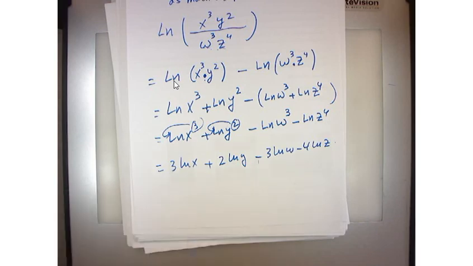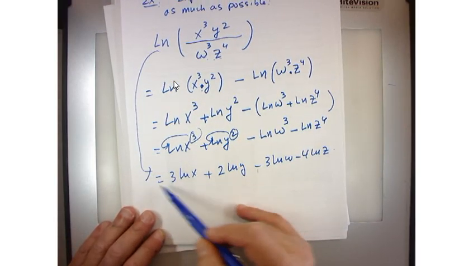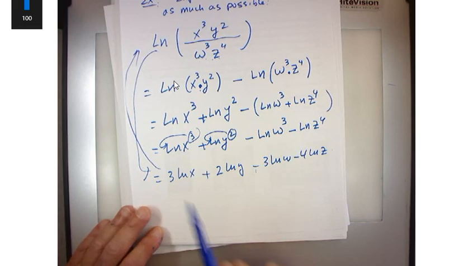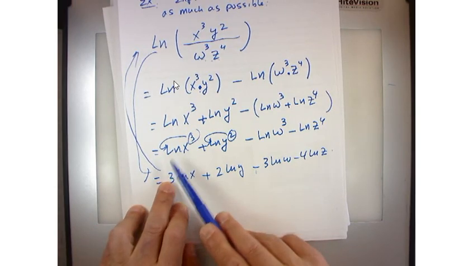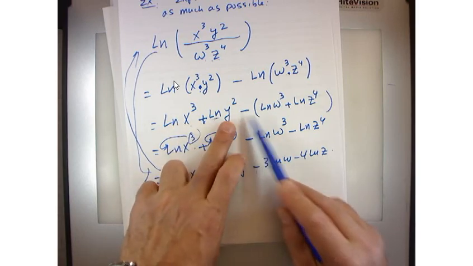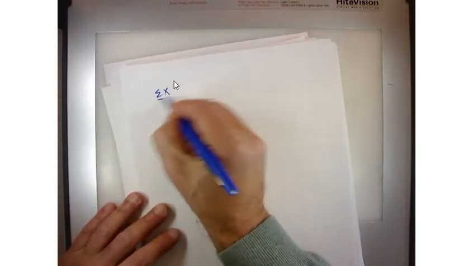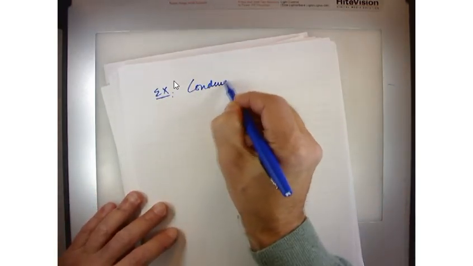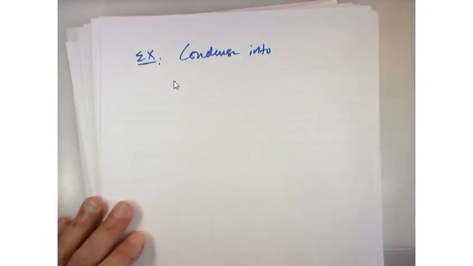So we learn how to expand. Now we should learn how to go backwards. So going backwards, we're going to put the power back. Then if you have a plus, that makes it in the numerator. If you have a minus, that makes it in the denominator. So that's what I'm going to show you next. I would say condense into a single log. So if I give you multiple logs, how do you condense them into a single log?